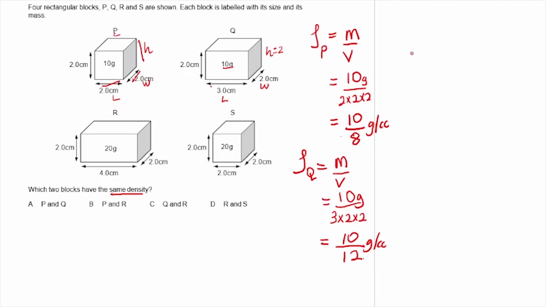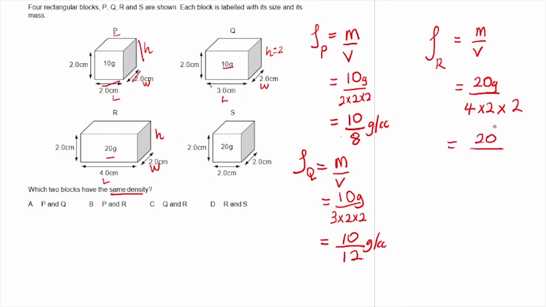Then let's go ahead and find the density of R. The density of R is going to give us mass over volume. The mass of R is 20 grams. So that's going to give us 20 grams. Divide that by the volume. This is the length, that is the width, that is the height. Length is 4, times 2, and then times 2 also. So we shall end up with 20 divided by 4 times 2, 8. 8 times 2 is 16. That's the density of R.